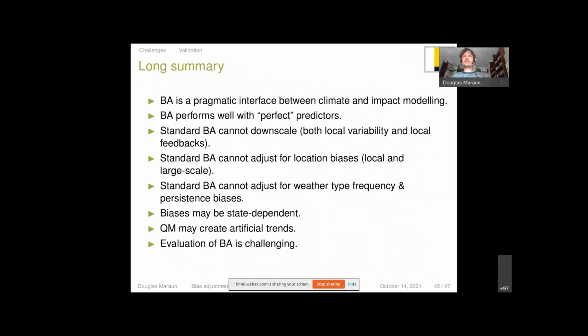So the long summary is: bias adjustment is a pragmatic interface. It performs well with perfect predictors. That was the performance part. It cannot downscale. And it cannot adjust for location biases and for weather type frequency and persistent biases. It may be state dependent, and it may create artificial trends. And the evaluation is really challenging, so it's difficult to identify whether what your bias adjustment does is really something sensible.